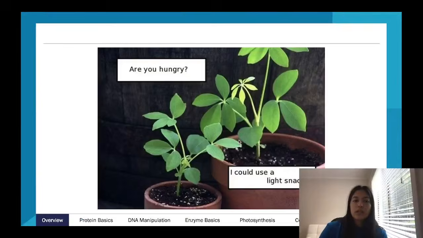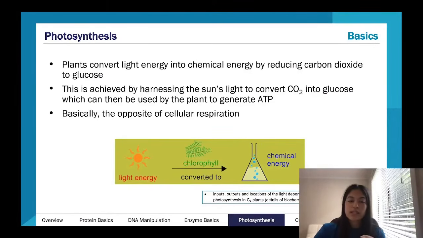Okay. So we'll go through photosynthesis as quickly as we can. So the idea we're thinking of here is we need to get an energy source for the plant. So we're using light energy and we're turning it into glucose that our plant can use basically to produce ATP so that they can grow as well.